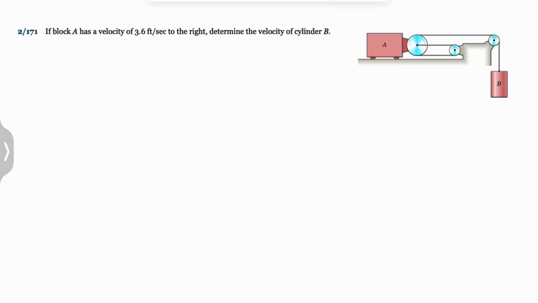Alright guys, welcome back. We're going to be solving another question from the second chapter of the Meriam textbook, Dynamics, and we have this block A that has a velocity of 3.6 foot per second. So we have the velocity of the block A, 3.6, which is moving to the right. So that's the direction of the block A, and we need to determine the velocity of the cylinder B. So obviously the cylinder is going to go down once the system moves to the right.